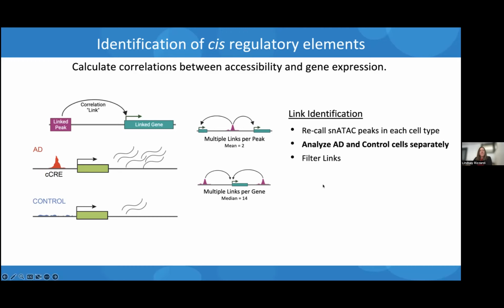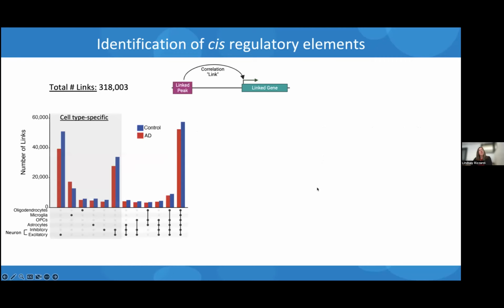In order to identify these links, we first recalled our ATAC peaks in each cell type so that we wouldn't lose any of that cell type specific signal from less abundant cell types. A key feature of our analysis was that we analyzed AD and control samples separately. This allows us to identify disease-specific and control-specific linkages, so things that are only correlated in a disease state. And then, of course, we filter links based on significance and correlation values. Across all cell types and all samples, we identified 318,000 links.